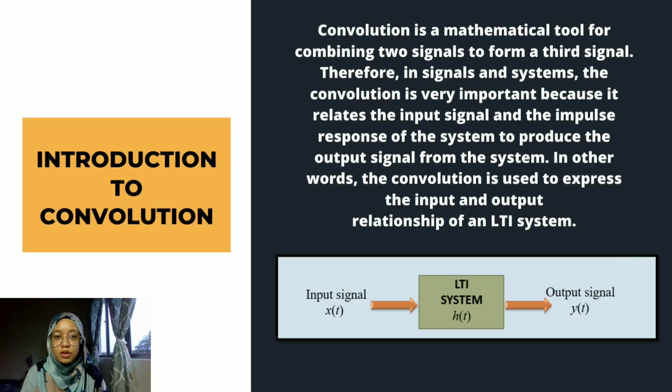So what is convolution? Convolution is a mathematical tool for combining two signals to form a third signal. Therefore, in signals and systems, convolution is very important because it relates the input signal and the impulse response of the system to produce the output signal from the system. In other words, convolution is used to express the input and output relationship of an LTI system.